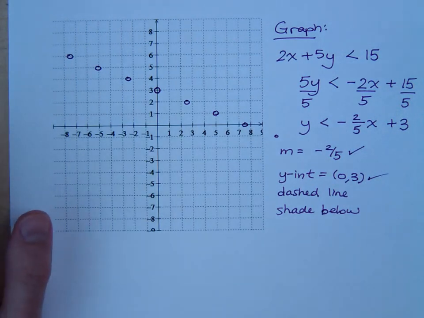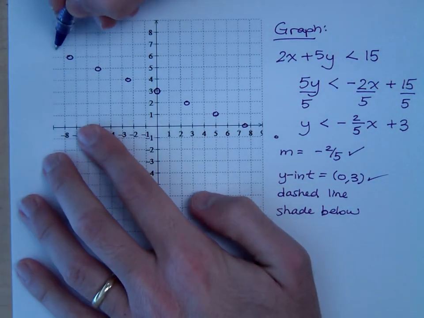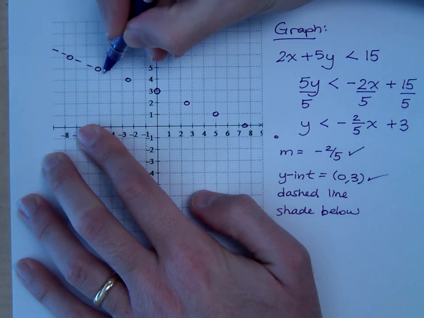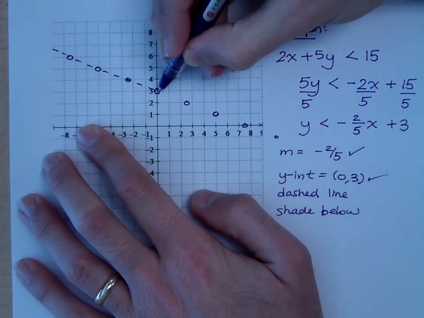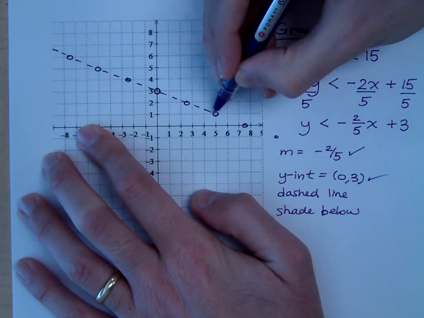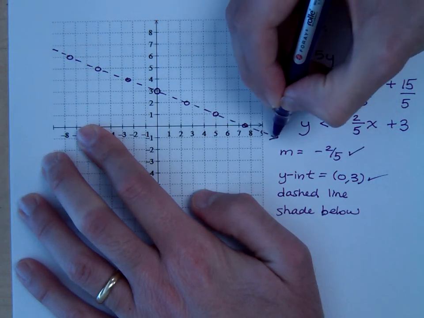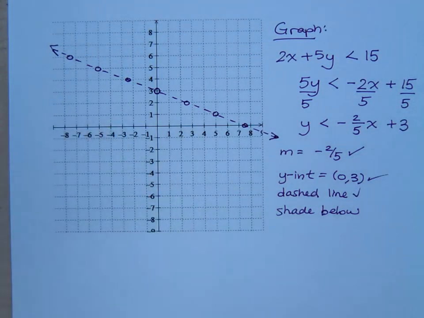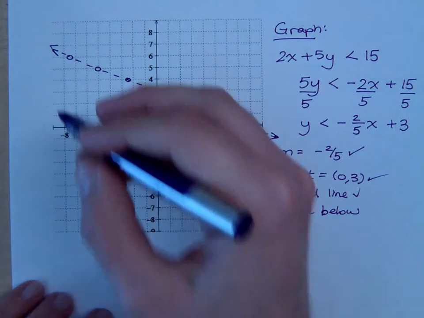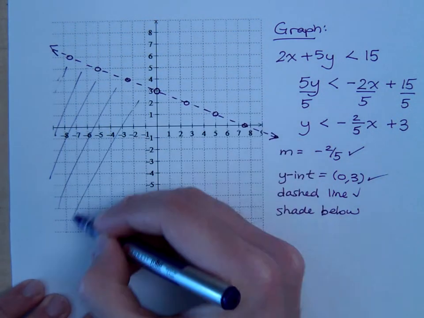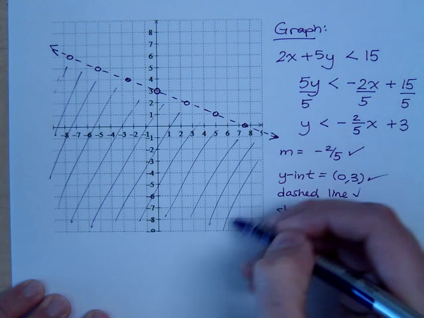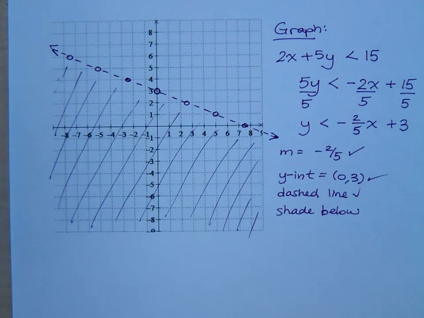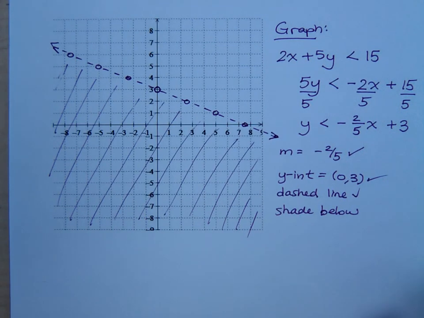Now let's do our dashed line. Please be accurate. You do have arrows at the ends. There's my dashed line. Which way do I shade? I'm going to shade below this guy. Any questions about that one? Does it all make sense enough so far? Okay.